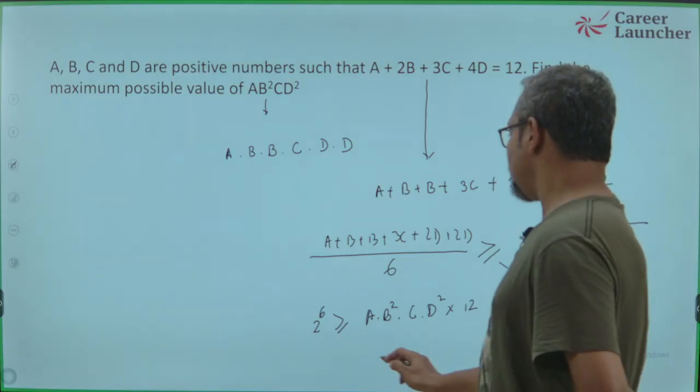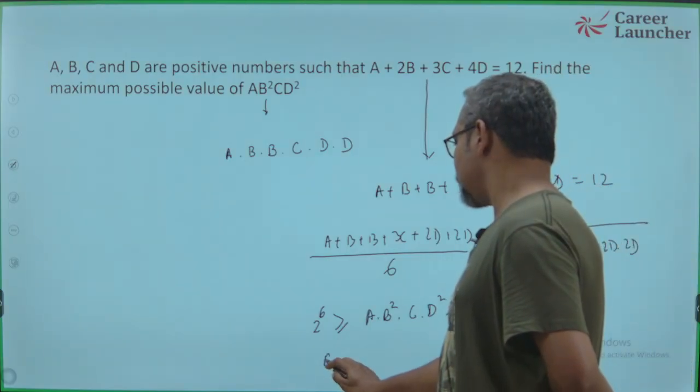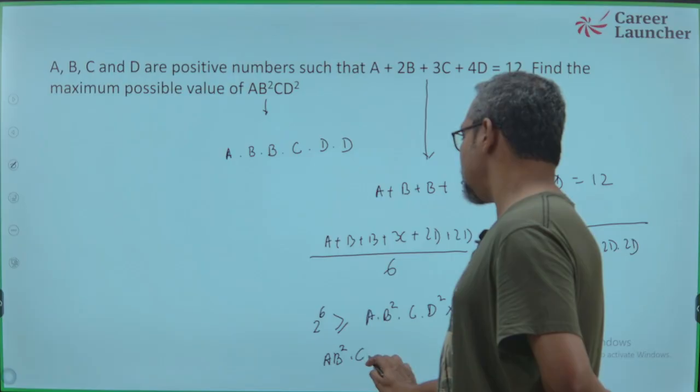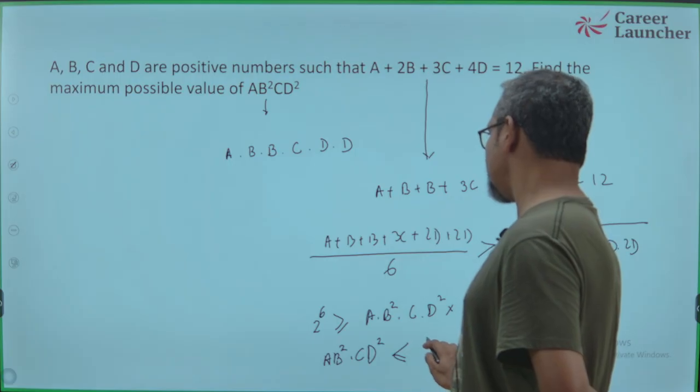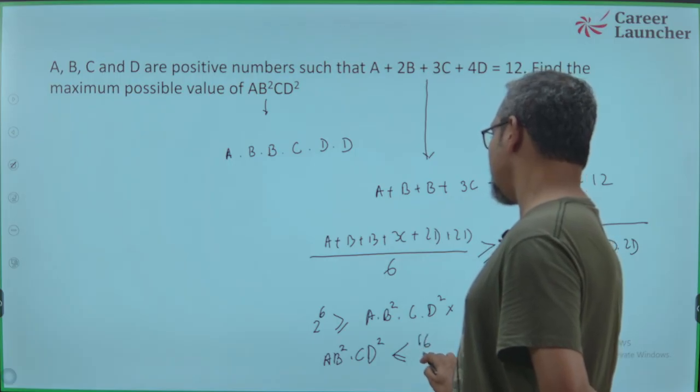So over here, if I now calculate, a b squared c d squared is less than or equal to 64 by 12. 64 by 12 is 16 by 3.